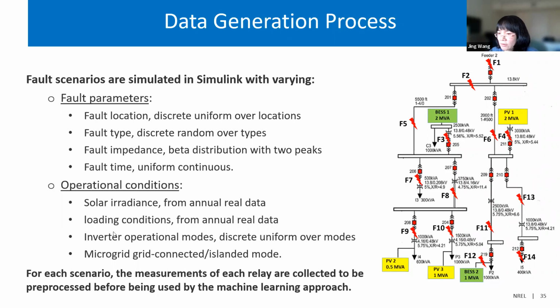For the operating conditions, we have solar and loading conditions taken from annual real data. And then we have the inverter operation mode from a discrete uniform distribution over modes: microgrid, grid-connected, or asymmetric mode. So with all these combinations together, we can create thousands of simulation scenarios. So this is what we did for the data generation.